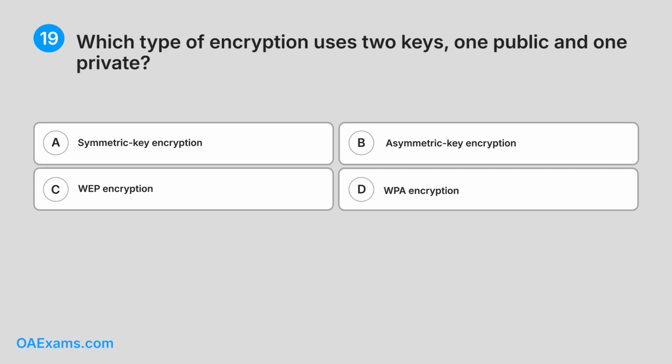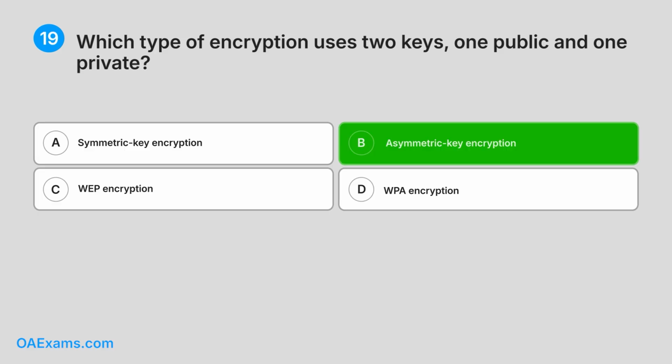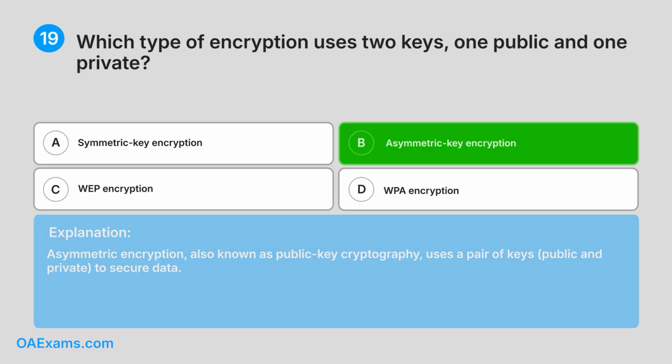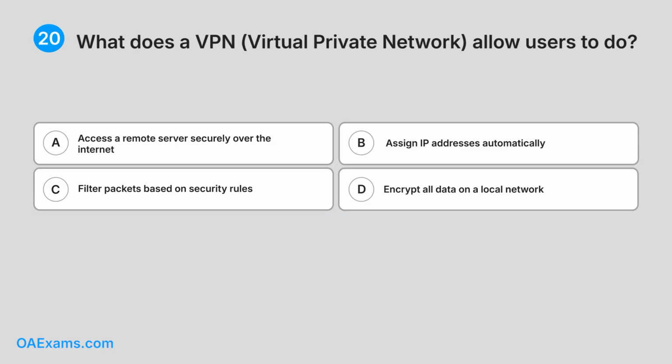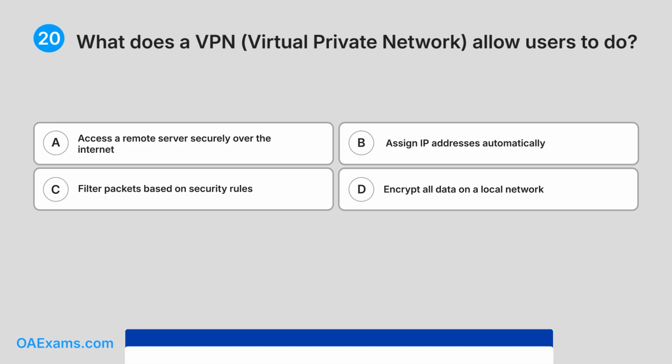Correct answer. B. Asymmetric key encryption. Explanation. Asymmetric encryption, also known as public key cryptography, uses a pair of keys, public and private, to secure data. 20. What does a VPN, virtual private network, allow users to do?